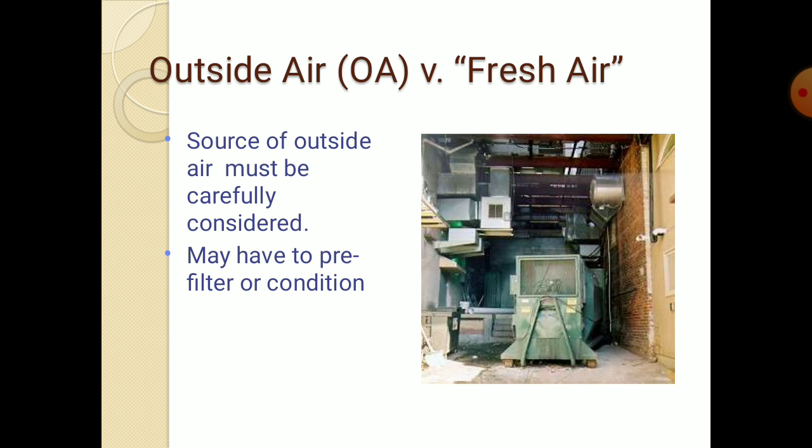For example, a space between window, air may enter to inside room through that gap which is present there, as well as the space between two parts of door, and many more. So we have to pre-filter or condition that air, and that air has to be distributed.